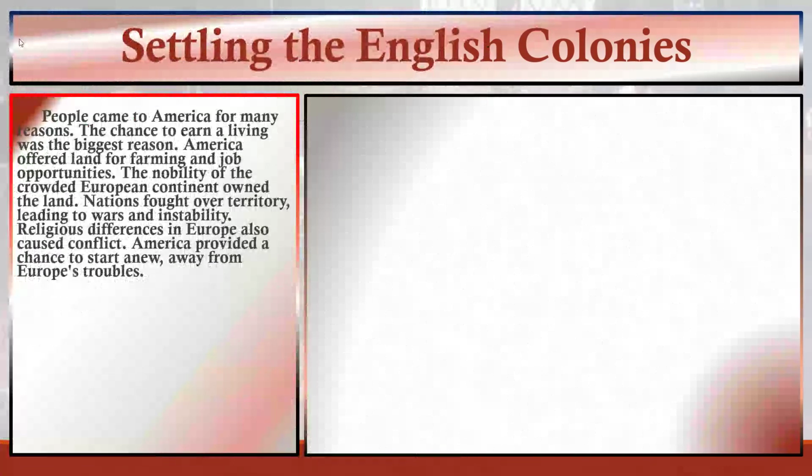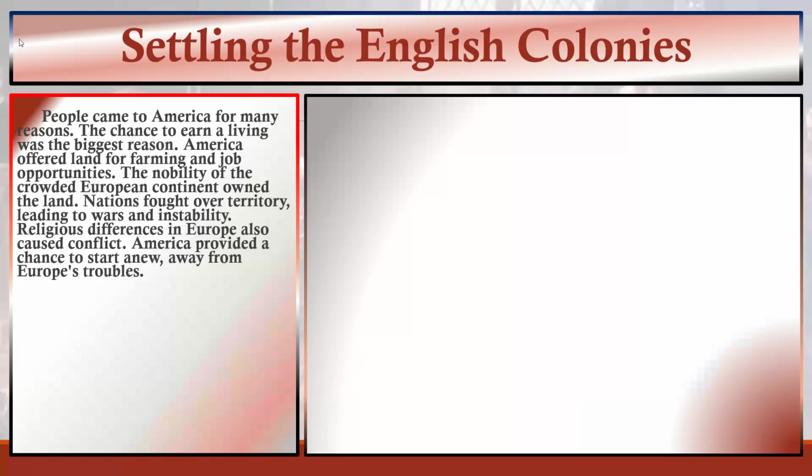Paragraph 4. People came to America for many reasons. The chance to earn a living was the biggest reason. America offered land for farming and job opportunities. The nobility of the crowded European continent owned the land. Nations fought over territory, leading to wars and instability. Religious differences in Europe also caused conflict. America provided a chance to start anew, away from Europe's troubles.